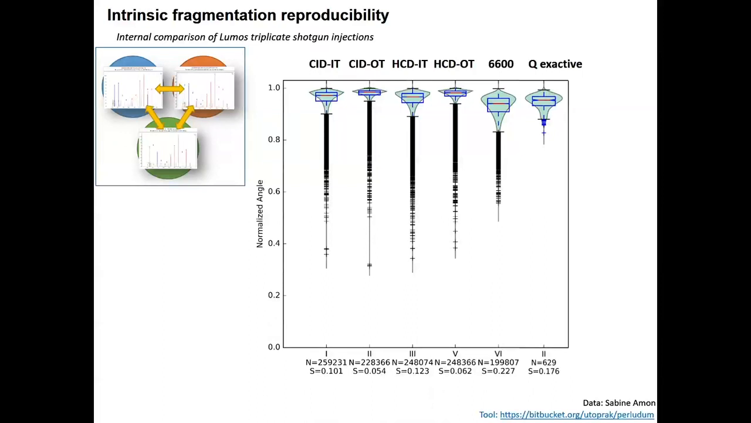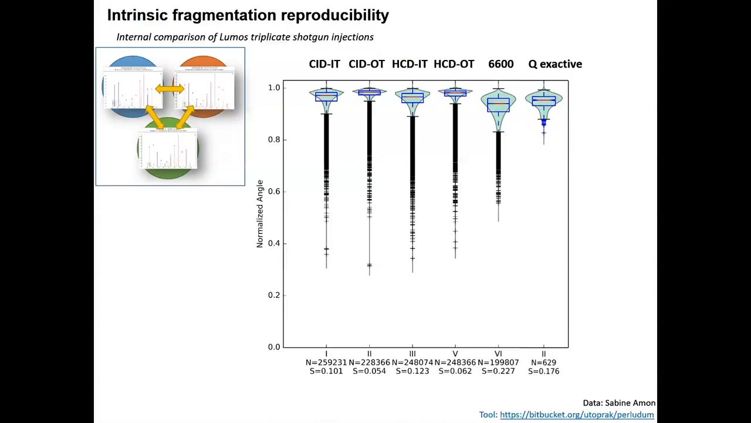And what the machine does is compare between the three. You make a library from each of these triplicate injections, then you compare the spectra pairwise to each other, and you compute the dot product of all the pairs of identifications, and you get something like 250,000 comparisons. This is what I call the reproducibility of the fragmentation, if you have the same peptide in three different triplicates, or their MS2 spectra.